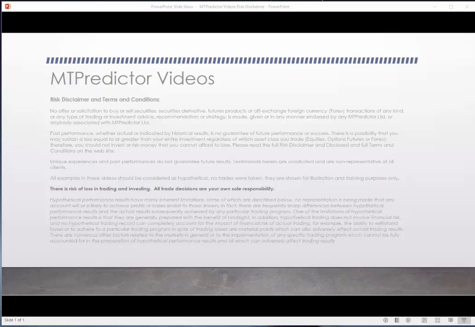But before we get on to this, as usual, we have to look at our risk disclaimer. Just to remind you that all examples in these videos should be considered as hypothetical. No trades are actually taken, they're just shown for illustration and training purposes only. There's a risk of loss in trading and investing. Put another way, all professional traders know, understand, and more importantly accept that losses can and will and always do unfold when trading. All trade decisions are your own sole responsibility.